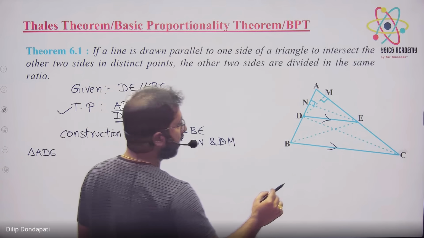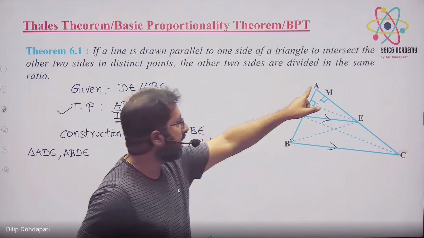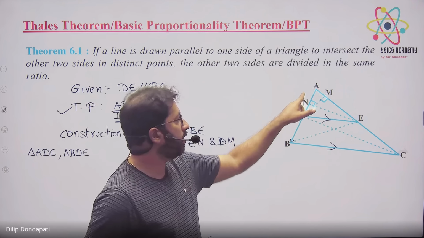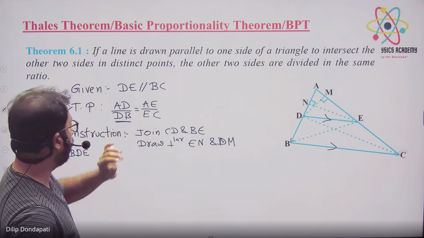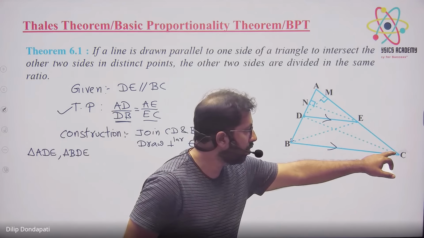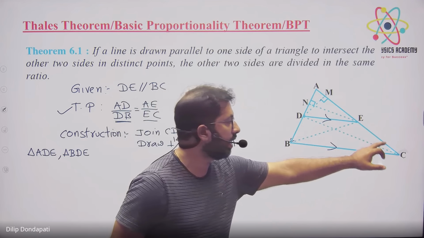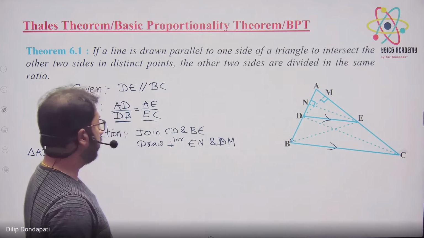That's why we join BE, so that one triangle forms. Which triangle is formed? Next, triangle BDE. Next, from this side we see AE. AE already forms one triangle, which is the same triangle, no need of finding anything. Next, EC. EC is there, but there is no triangle, right? That's why we are joining CD so that it forms a triangle. So which triangle was formed?